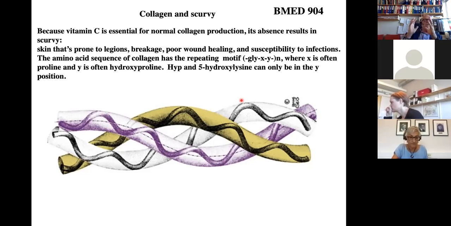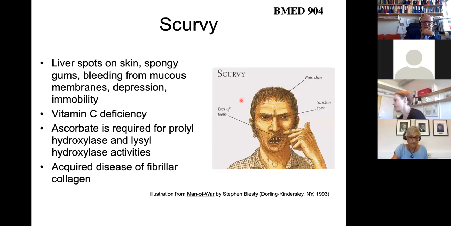I said before that collagen hydroxylation is important for the stability of the triple helix. And the enzymes that hydroxylate proline need vitamin C as a cofactor. Just a few words about scurvy.